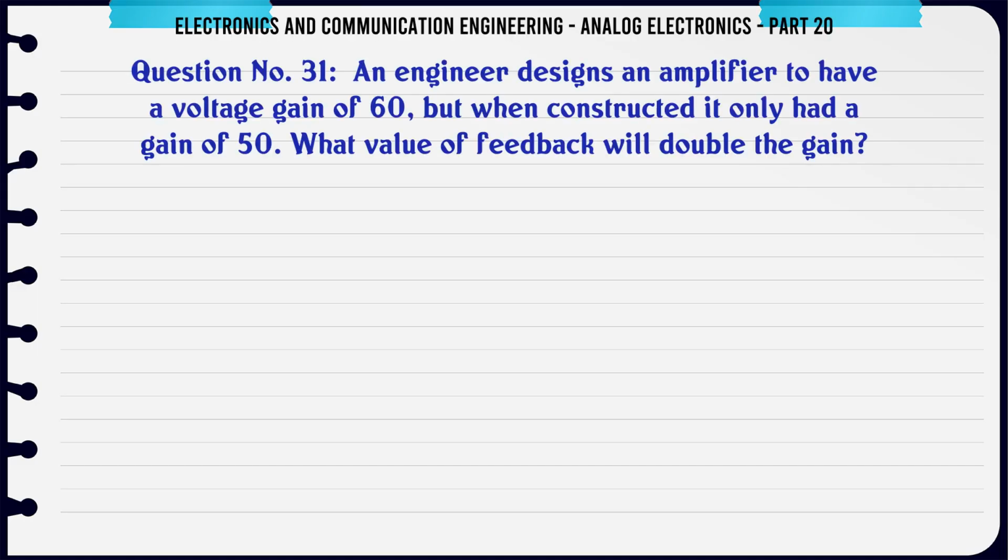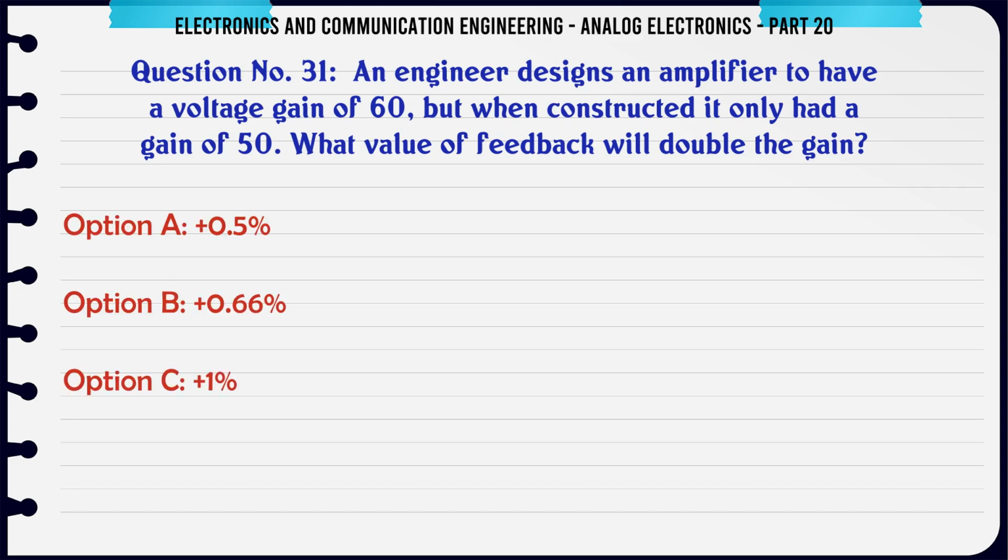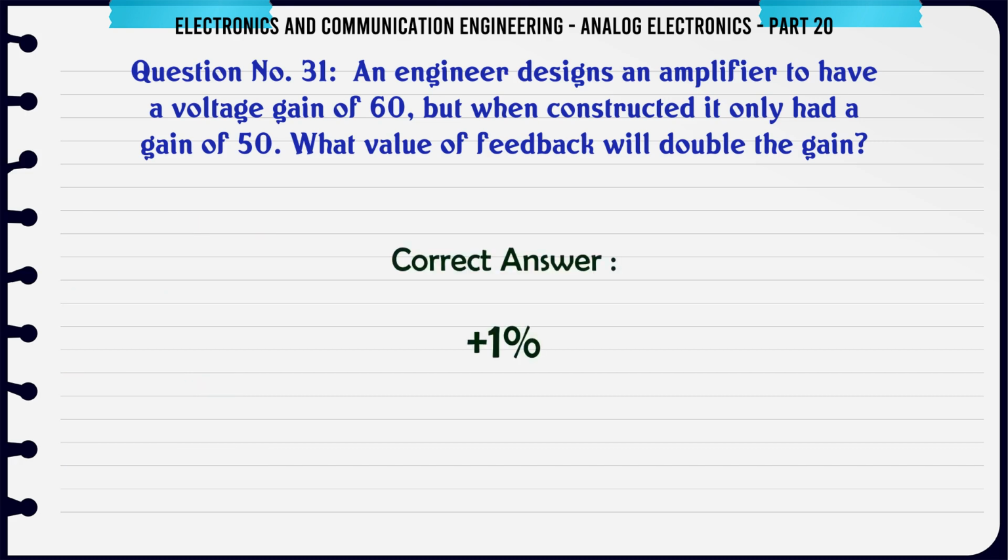An engineer designs an amplifier to have a voltage gain of 60, but when constructed it only had a gain of 50. What value of feedback will double the gain? A. 0.5, B. 0.66, C. 1, D. 3.3. The correct answer is 1.